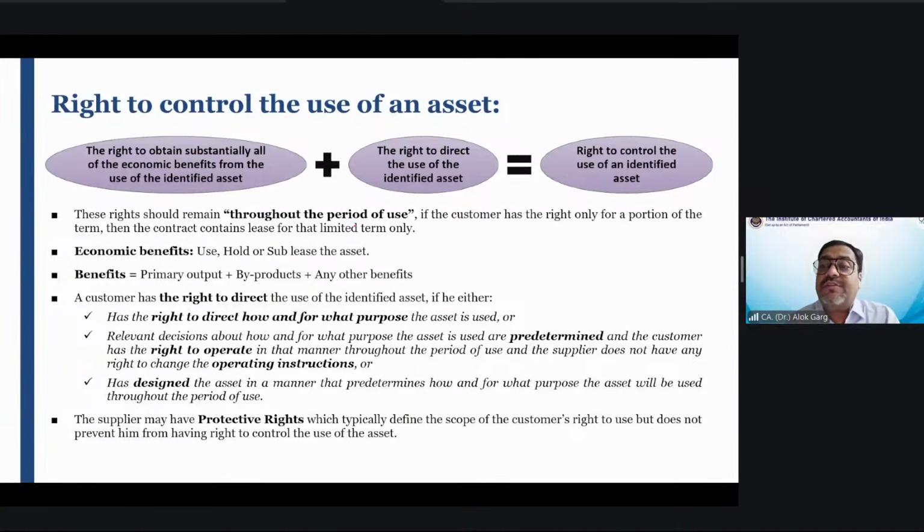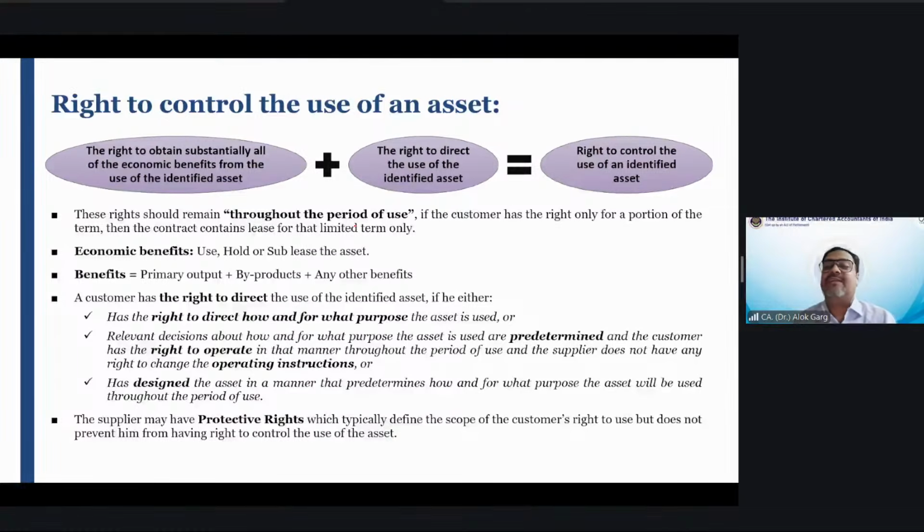So I am giving a lot of instructions to Karan: how to use the car, for what purpose the car has to be used. Friends, tell me, Karan has got a right to use, but whether Karan has got a right to control the use. Who is controlling the use of the car? Whether Mr. Alok Garg is controlling the use of the car or Mr. Karan is controlling the use of the car. Alok Garg is controlling the use of the car while Karan is using the car. Karan has a right to use, but the right to control the use is lying with Alok Garg, right?